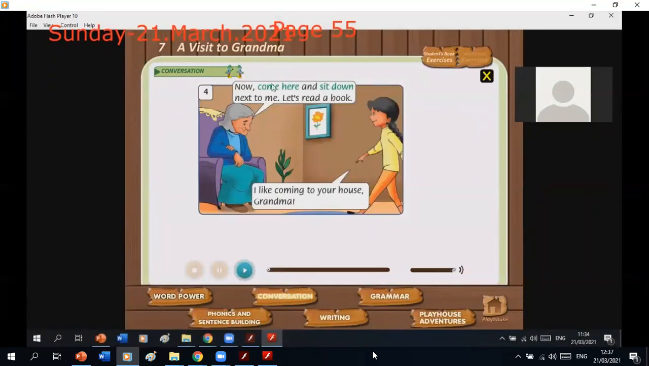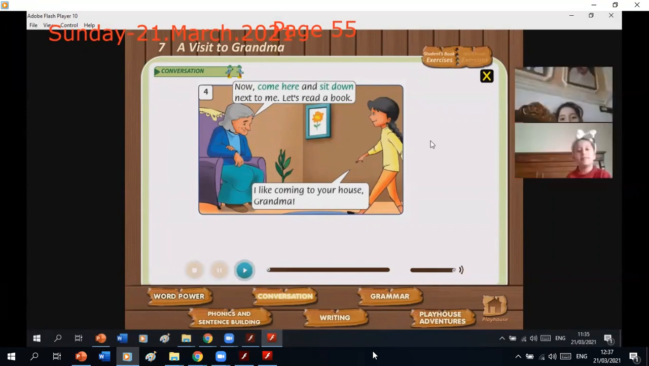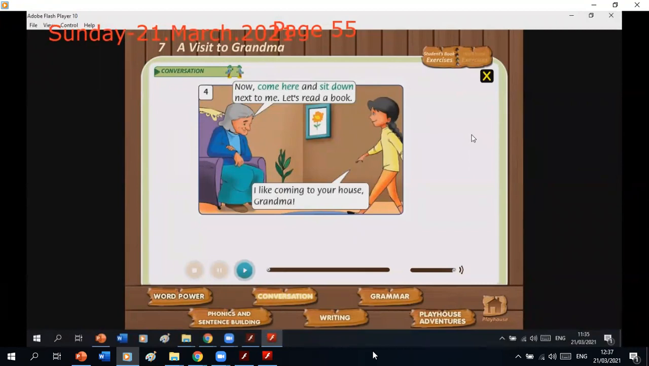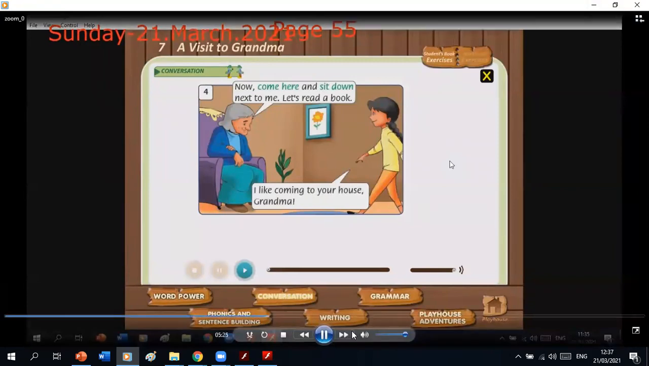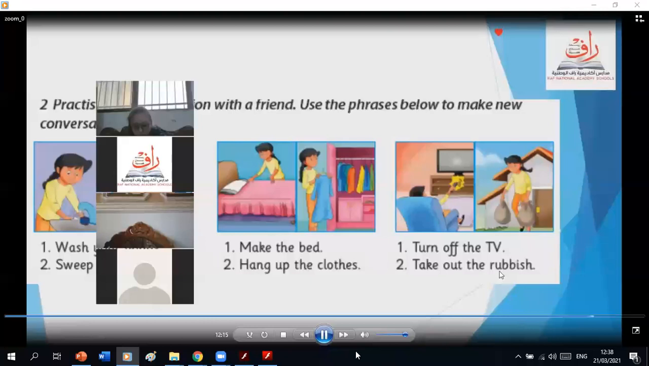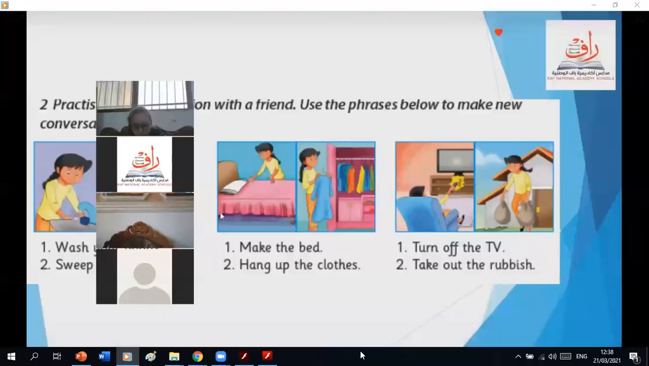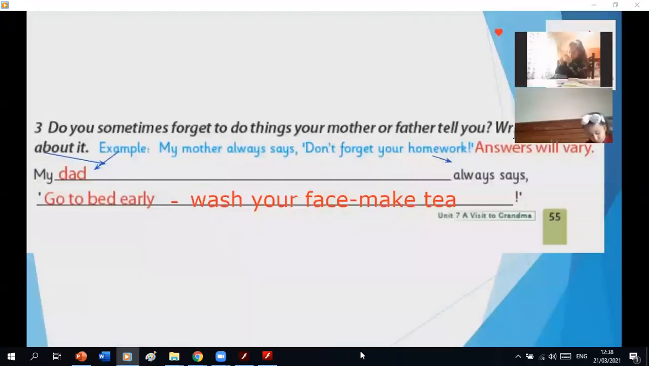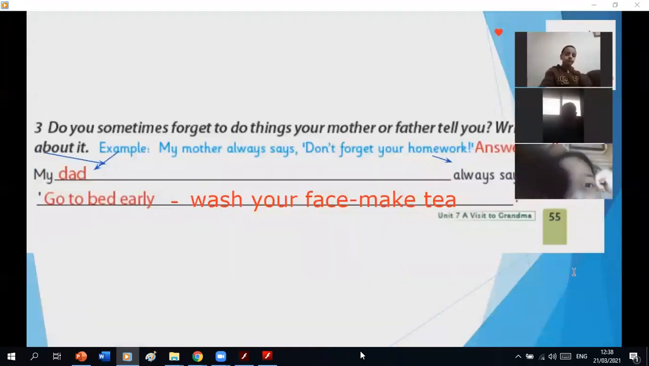Yalla, Rashid, read number four again. Now come here and sit down next to me. Let's read a book. A book, excellent. I like. Continue. Okay, thank you so much. Yalla, Saad. I like. Excellent, Haneen. Great. What about you, Mu'tasim? Make tea, great. Excellent, Mu'tasim. Thank you so much.